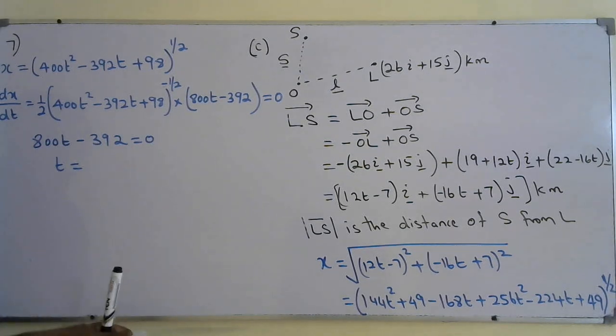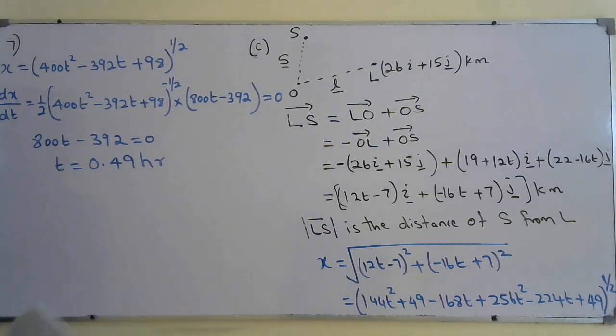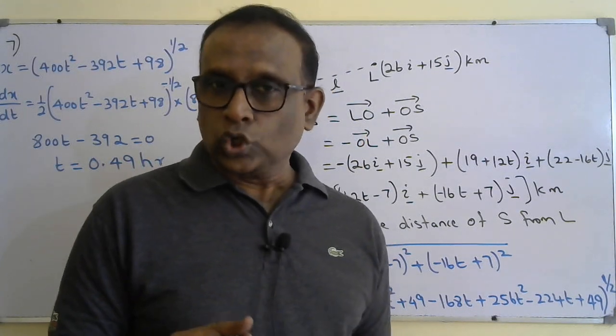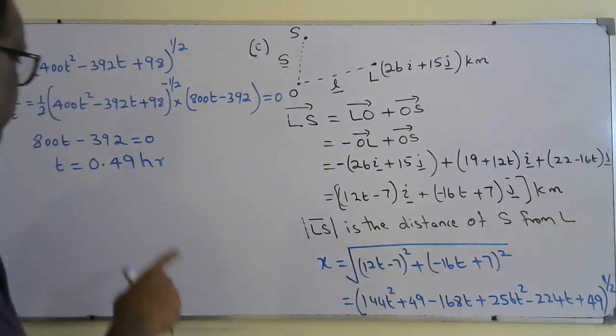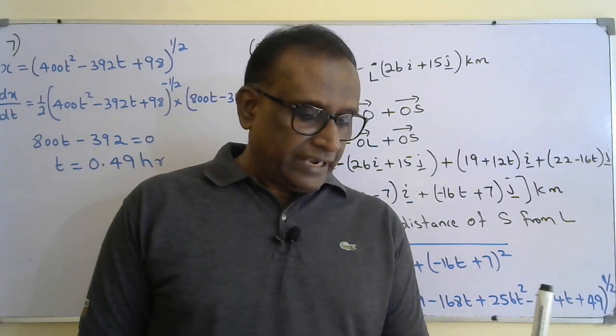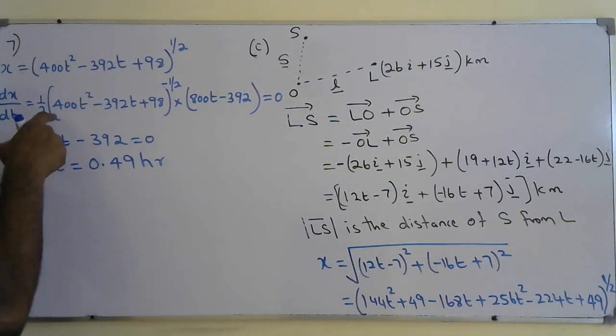392 divided by 800, you will get t equal to 0.49 hours. So that is the time, and the ship will become closer to the lighthouse at a time of 0.49 hours after midnight. Okay, so we'll find what could be the minimum distance. So x minimum, the closest distance of the ship from the lighthouse. For that, we need to substitute this value in this equation.